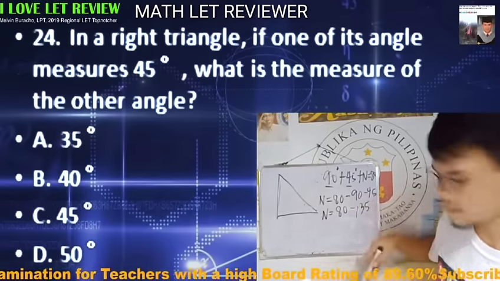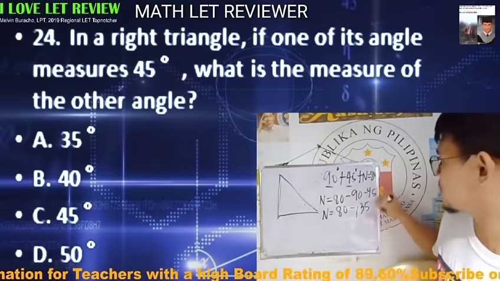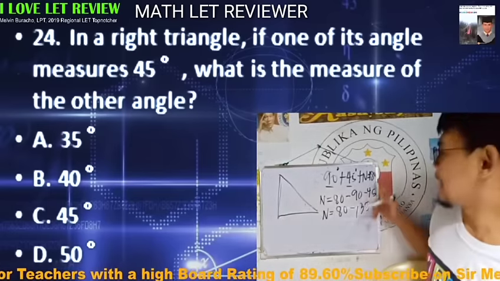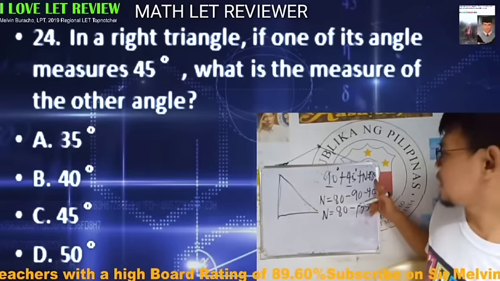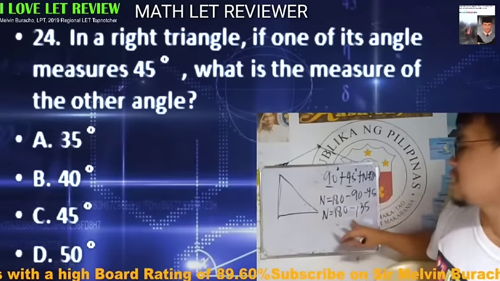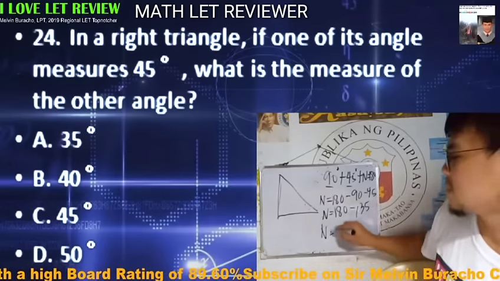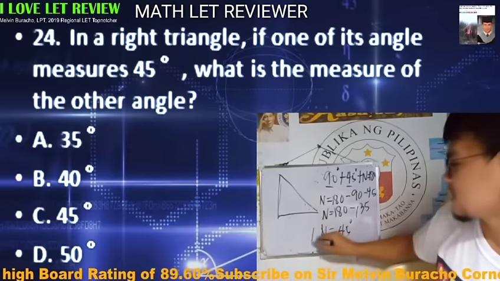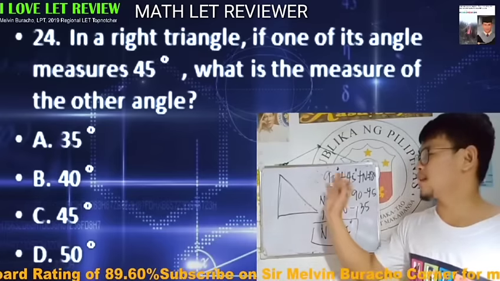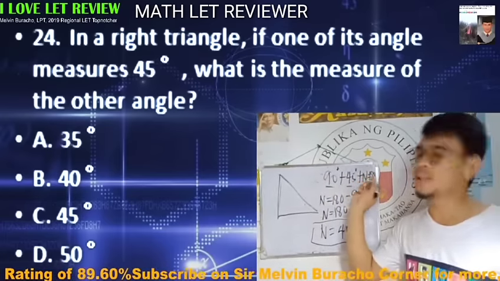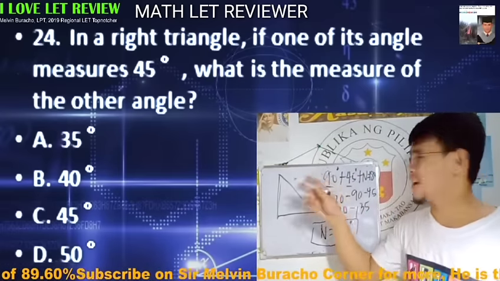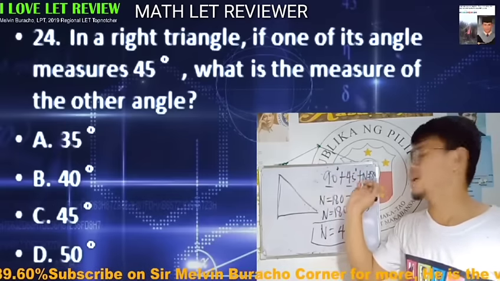So, N is equal to 180. Sorry, 180, okay? 180 minus 135, that is N equals 45 degrees. Ito po yung sagot. So, malinaw po ba? 90 plus 45 plus N is equal to 180. Again, lahat po ng sum ng angles na meron ang triangle is 180. So, kaya po nagiging equal to 180 siya.